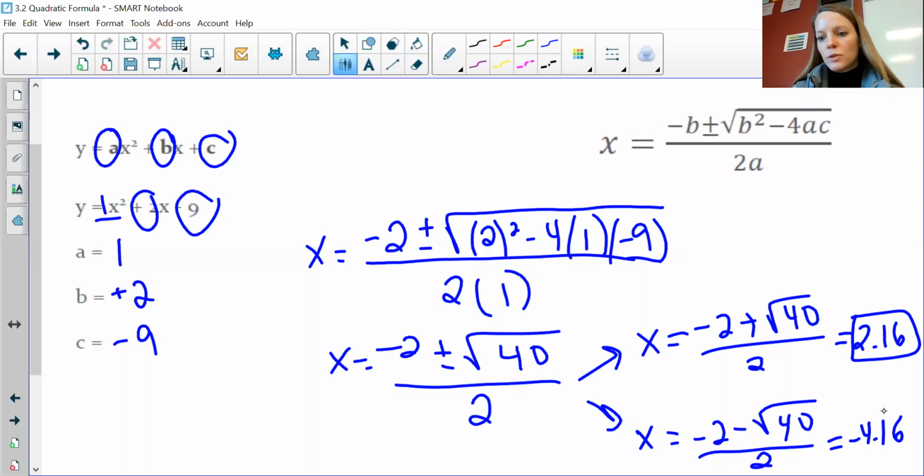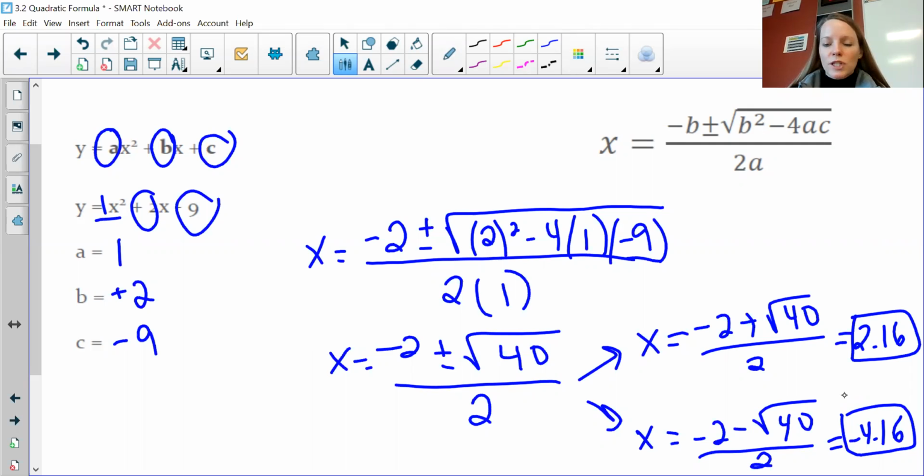Now, as you can see, the reason we could not factor this in our warm-up is because the factors of 9 that give me 2 are decimals. 2.16 plus -4.16 are going to give me my b value, and they multiply to give me my c value. They're going to multiply to give me 9. So this one was not factorable because we're not brainstorming decimals.